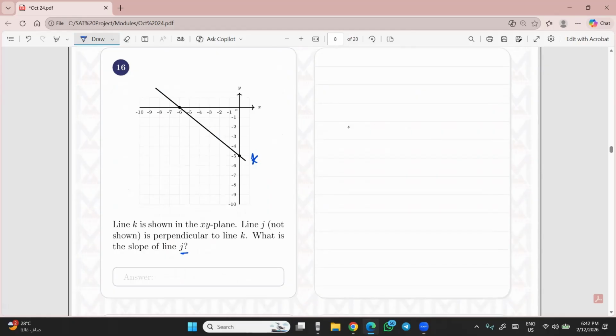So the slope of K here, you can use rise over run. The slope of K is equal to rise. Start from the point that is down, move up, rise. How many steps do we move? From -5 to 0, it's 5. Over, we move left. How many steps left? 6 steps, but we need to write -6 because we are moving left. Whenever you move left, this is a negative number. 5 over -6.